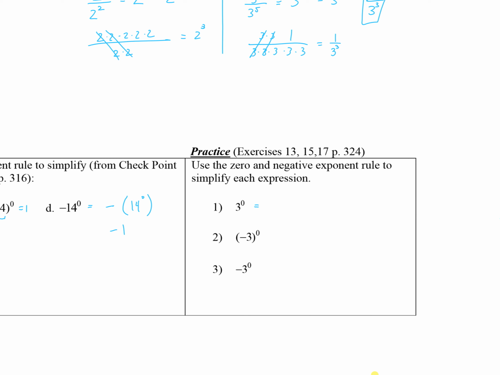So for example, 3 to 0, it's just simply 1. Negative 3 to the 0, that's also 1. But negative times 3 to the 0 is negative times 1, or negative 1.